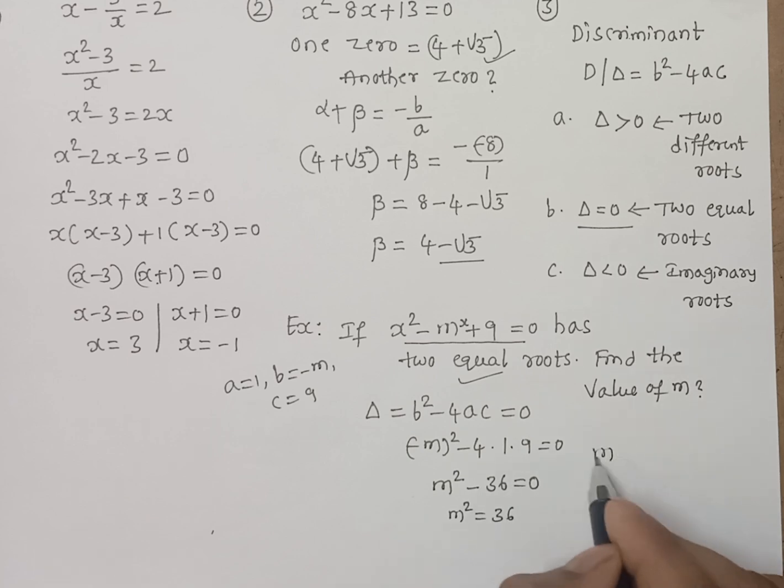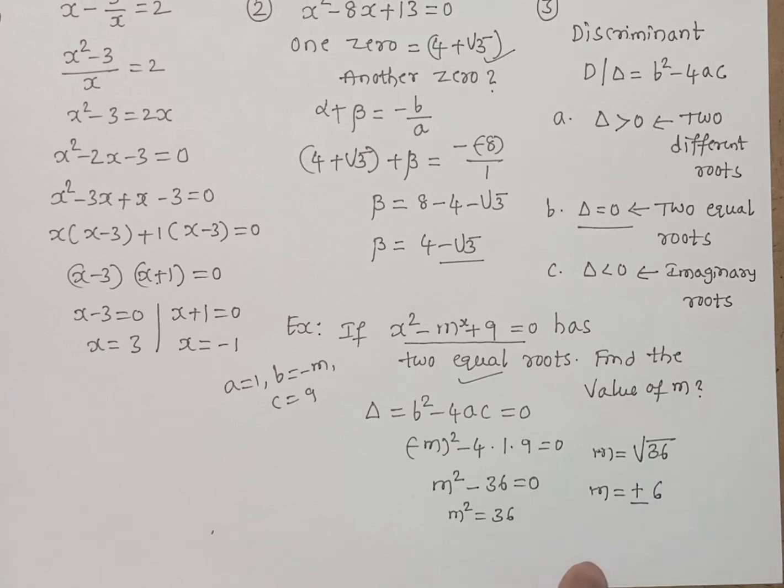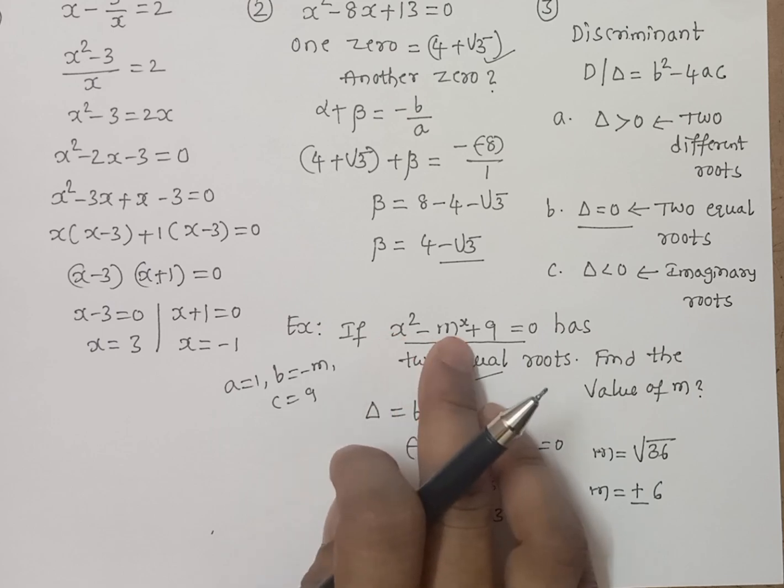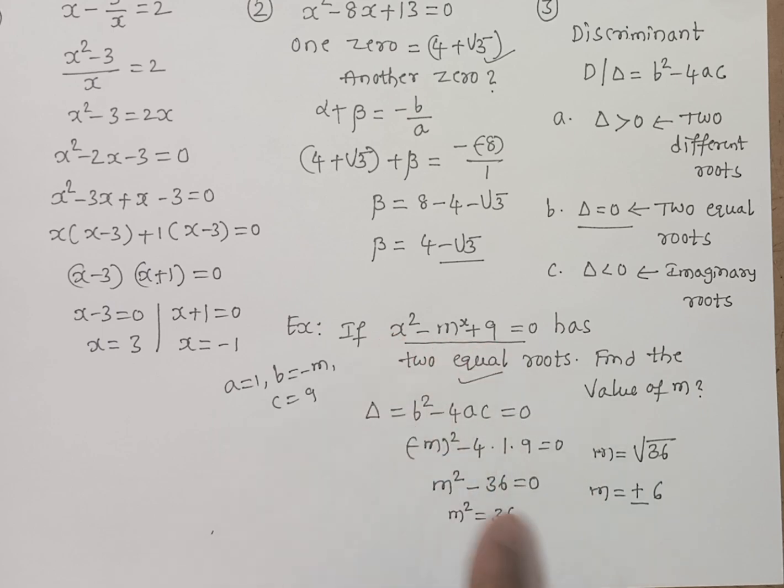m is equal to under root of 36, that is m is plus or minus 6. So if you take plus 6, what do we get? x square minus 6x plus 9, and by substituting you can check it, we'll be getting two equal solutions only, either by taking plus 6 or minus 6.